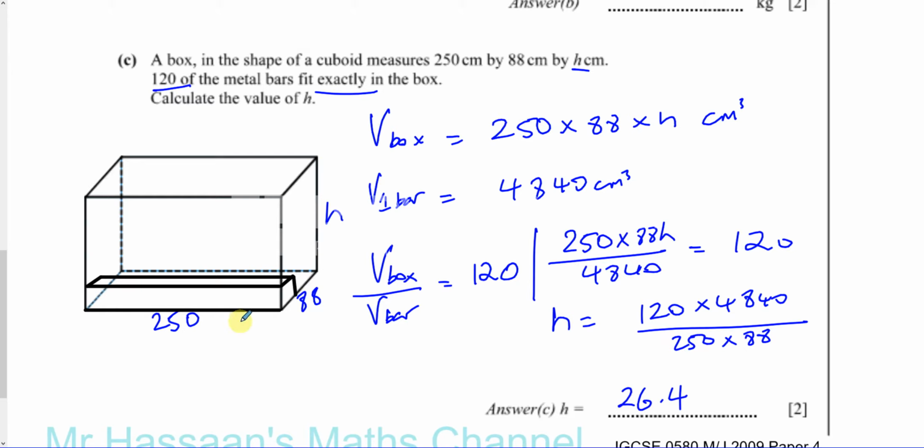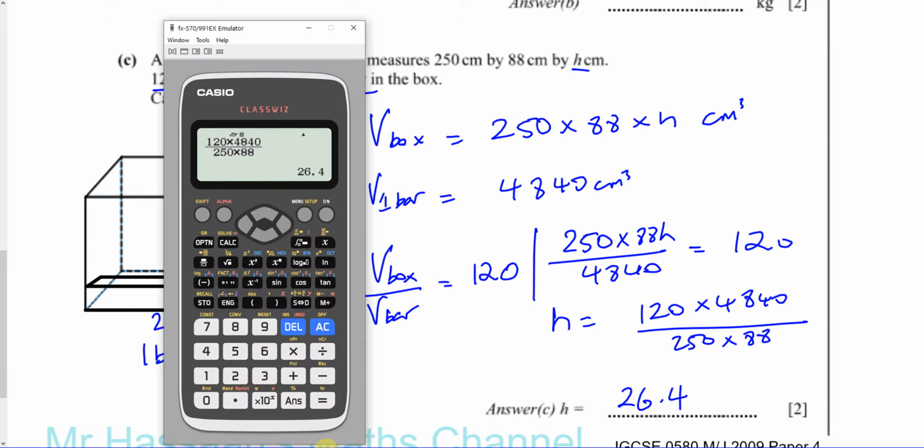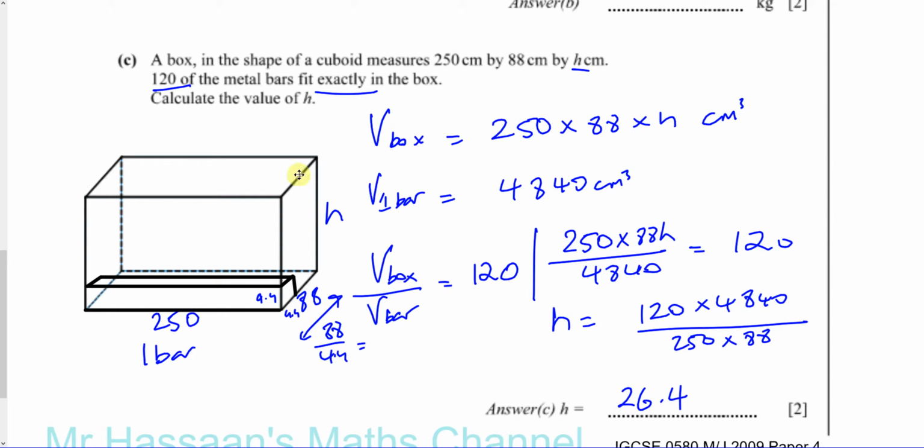Okay, so what we could do is we could say, okay, here there's going to be one bar fitting because the dimensions are 4.4 and 4.4 and 250. So we can say that there's one bar fitting in this direction. In this direction, there's going to be 88 centimeters and 4.4 centimeters each bar. So it's 88 divided by 4.4, which will give us 20. So there's 20 bars going across this way, and there's one bar going across this way.